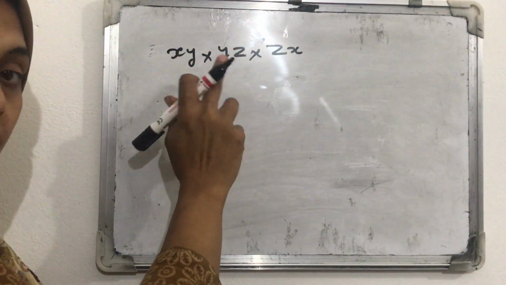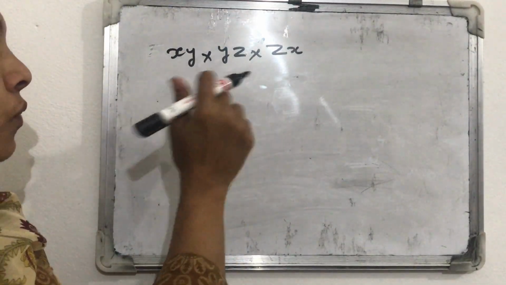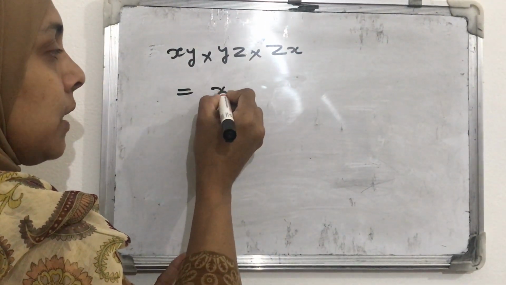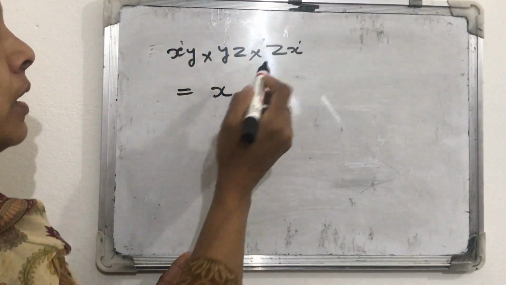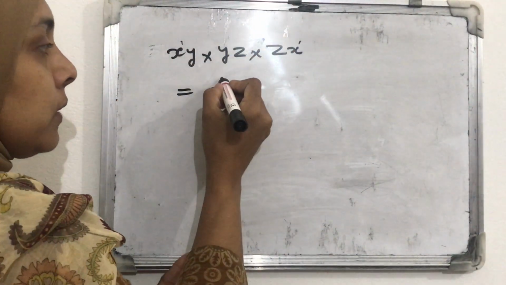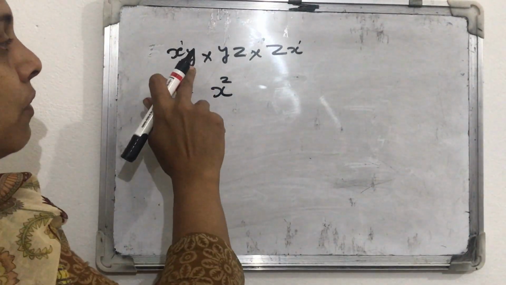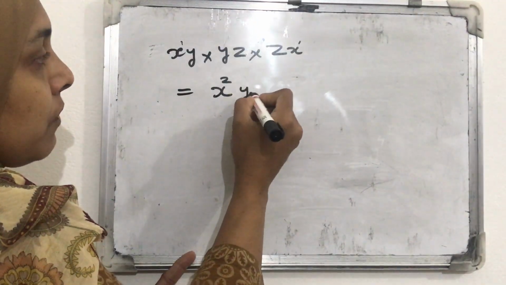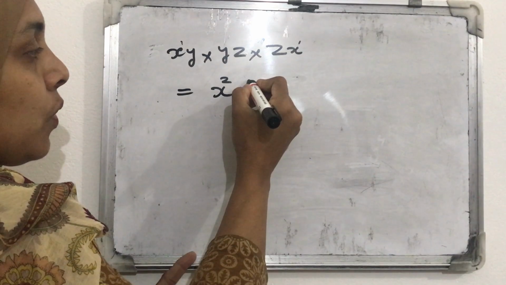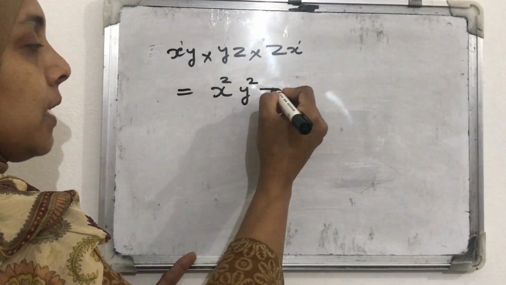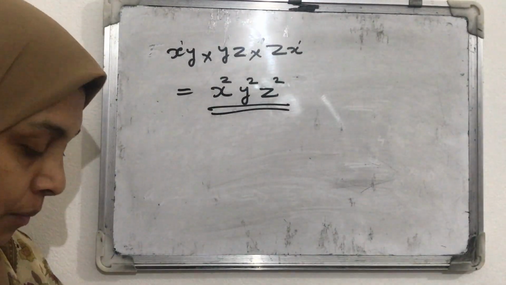yz means y into z, and zx means z into x. So first we take the variable x, then what will be its power? Here 1 and here also another 1. So it will be 1 plus 1, 2: x square. x into x we know, that is x square. And y also the same, y raised to 1 into y raised to 1, y into y will be y square. Just like z also, x square, y square, z square will be the product.